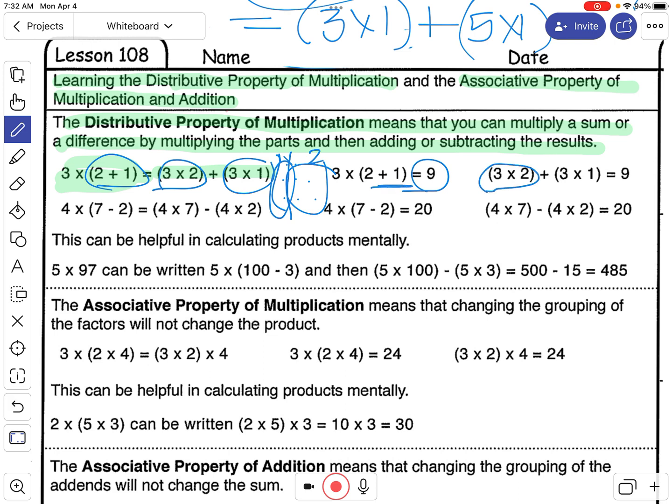3 times 2, this part right here, is 6. And 3 times 1 is 3. When we add 6 and 3, we get 9. Comes out the same, see, no matter which way I do it. Let's take a look at it.